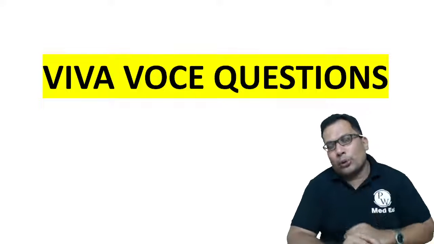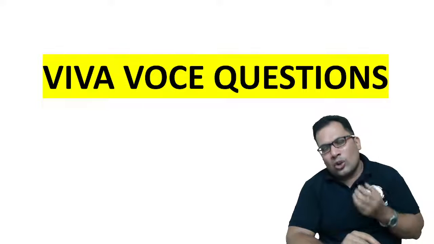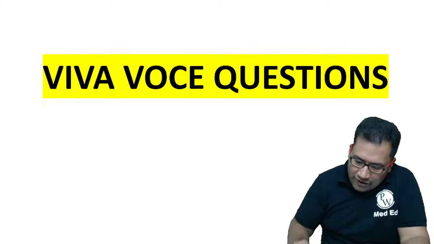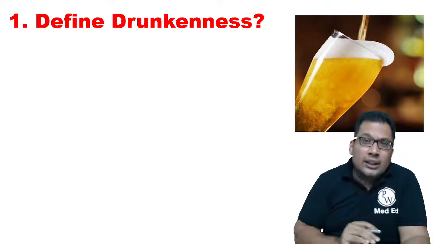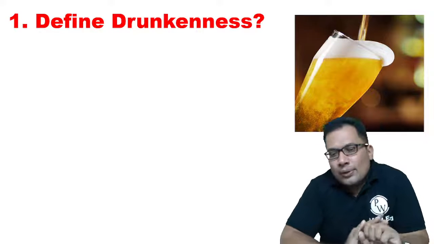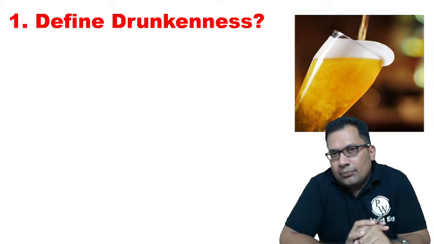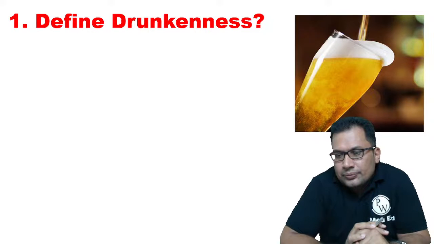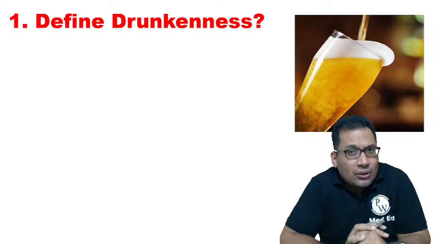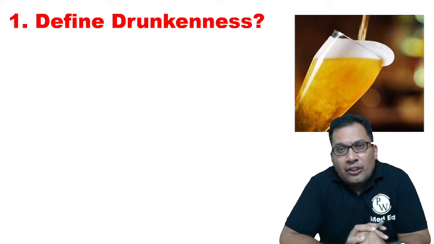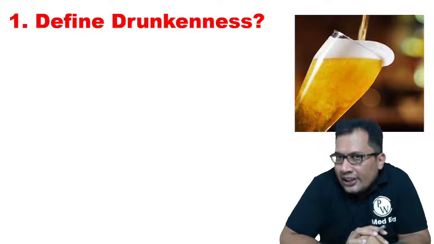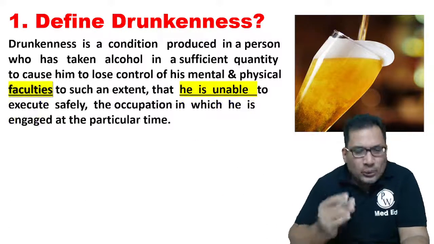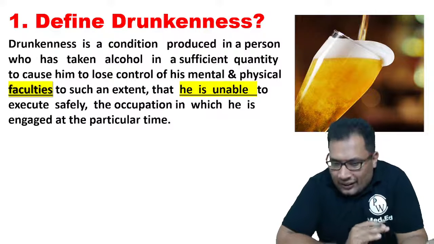Next comes the viva voce questions. What are the common viva voce questions that can be asked in your exam? The first question can be like this: define drunkenness. What is drunkenness? That is the basic question that can be asked. You need to define it properly. Or the question can be asked, what are the different preparations of alcohol and the concentration of alcohol? So drunkenness, according to the standard textbook, needs to be defined like this.